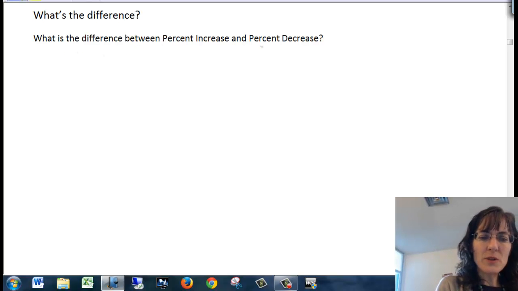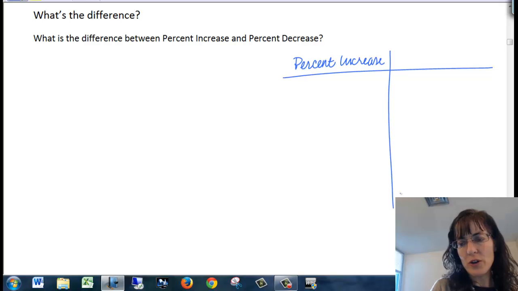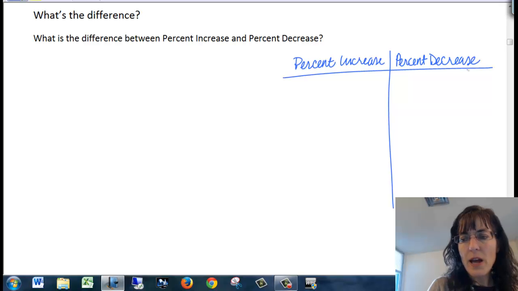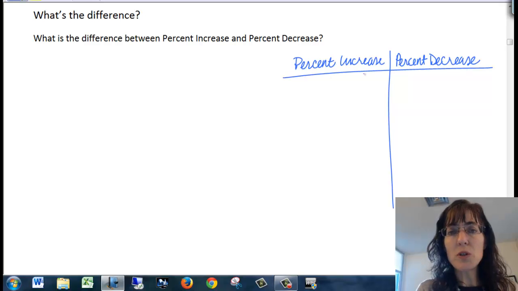So what's the difference between percent increase and percent decrease? To start with this, I'm going to say percent increase, and I'm going to make just a little T-chart, percent decrease. And then I'm going to start with one or the other. It doesn't matter which, but say we'll start with the percent increase. And I want to start talking about what I know about the percent increase.